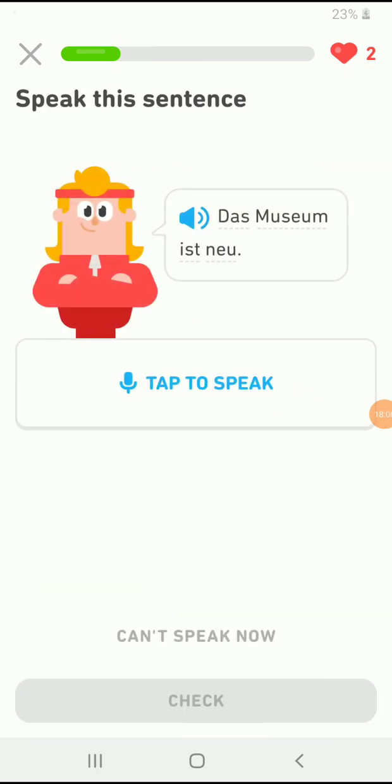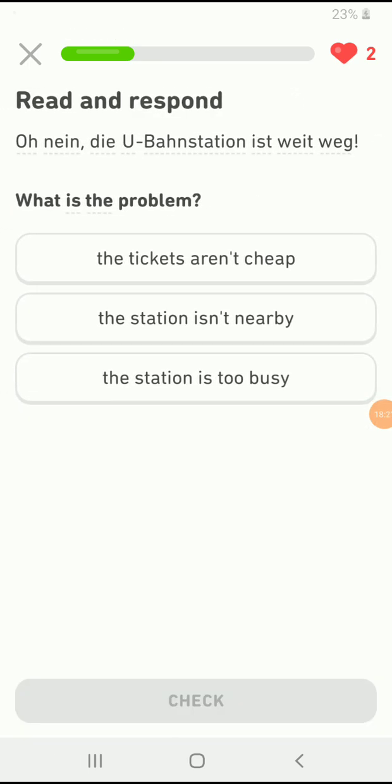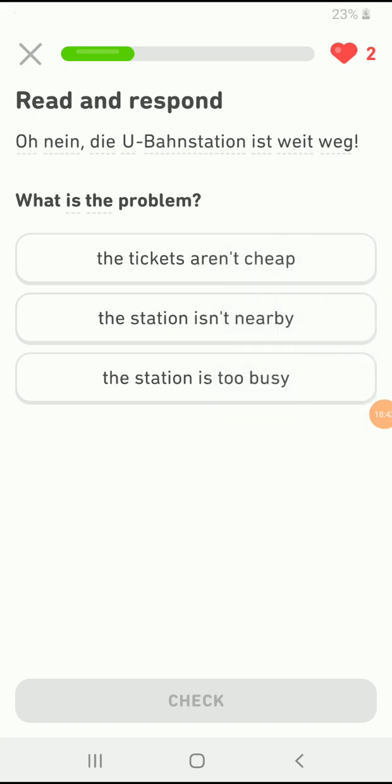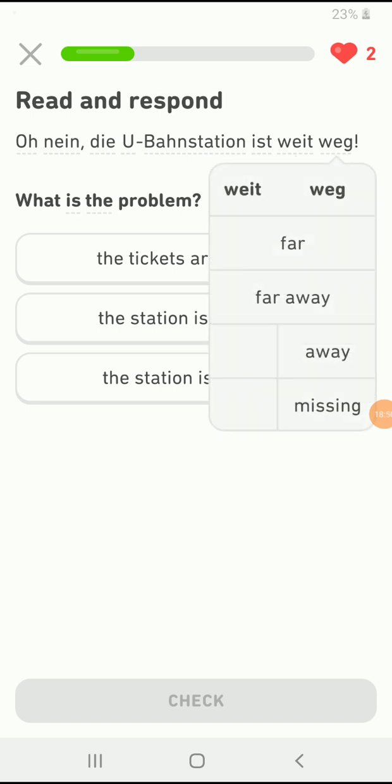Das Museum ist neu. It's new. Oh nein, die U-Bahn Station ist weit weg. Far, far away. So weit is far and weg is, I don't know. Weit weg. Which one is far, which one is away?